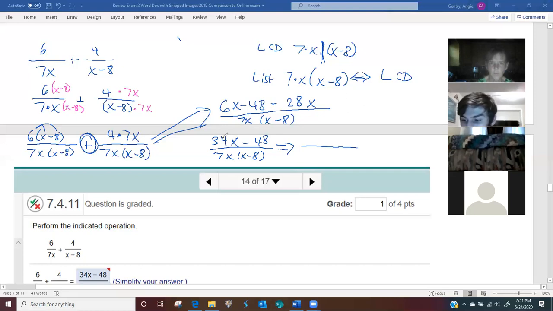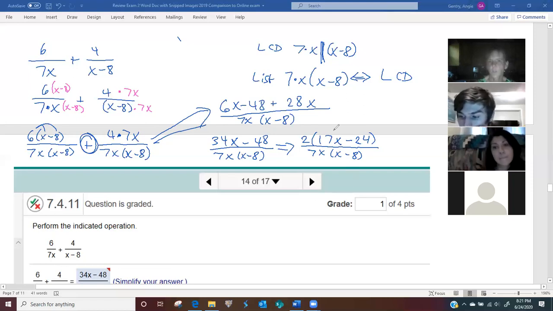Can I factor this? There's a 34, yeah. There's a 2. 17x. 24. Is there anything else? No, 17's prime. And then you have a 7x times x minus 8. Do you see how this did not help me?